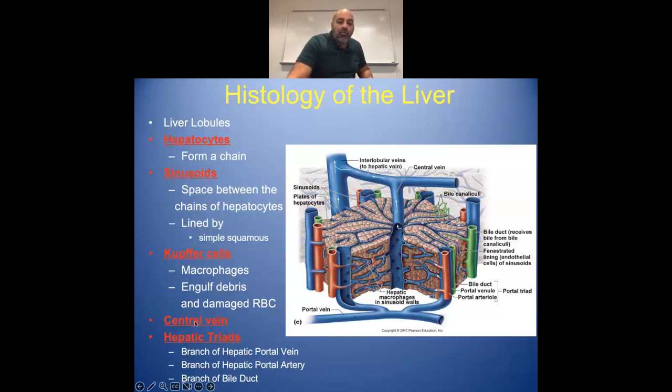Hepatic triads, there's a misconception about this. It doesn't mean that you find just these three: branch of hepatic portal vein, branch of hepatic artery, and branch of bile duct. In reality, a triad is you have a lobule, there's the central vein, a lobule, a lobule. If you connect the three, that's truly what they're saying. Here, you'll find those three vessels.